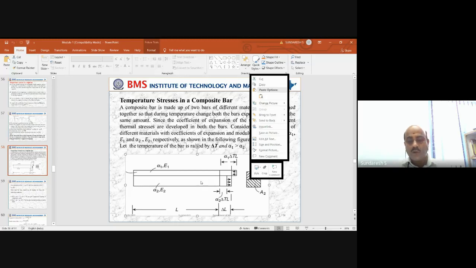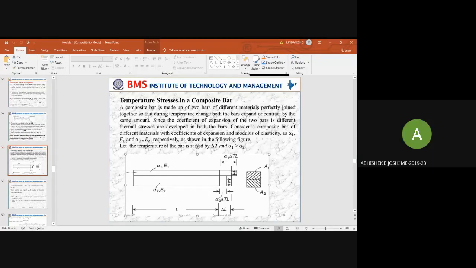Similarly for material 2, alpha 2 into delta T is this much, and it needs to be extended this much. Therefore, tensile stresses will be induced in material 2. Got it?